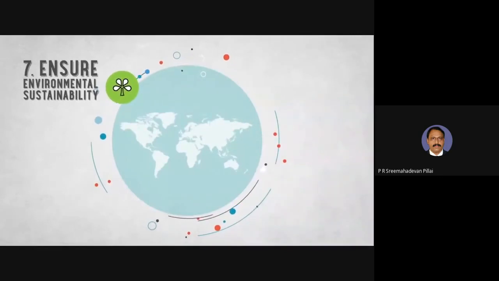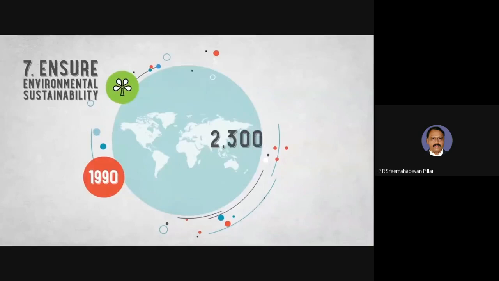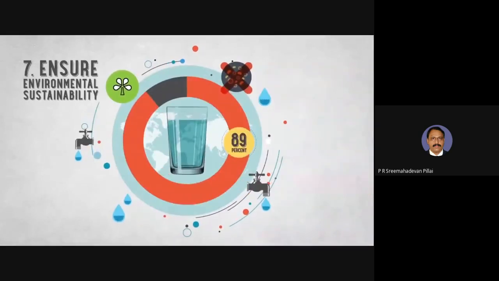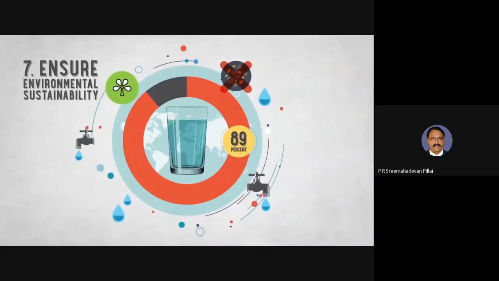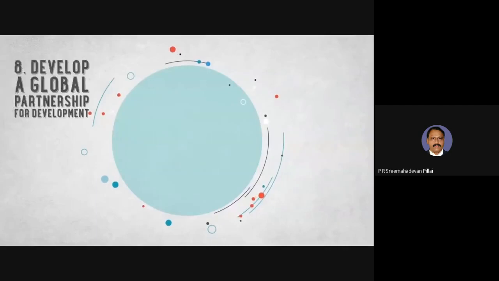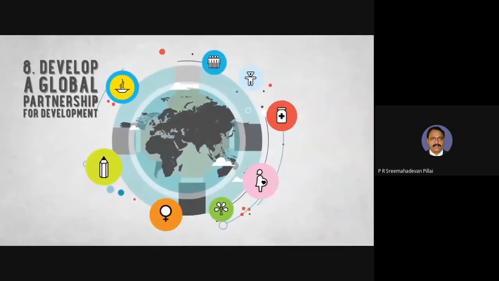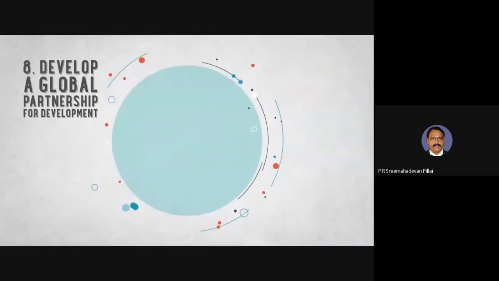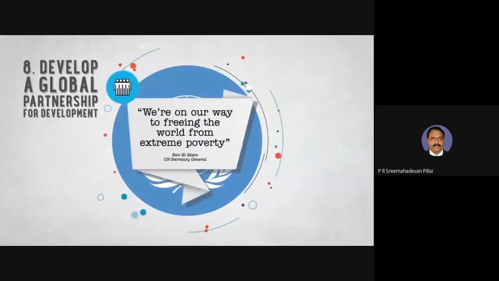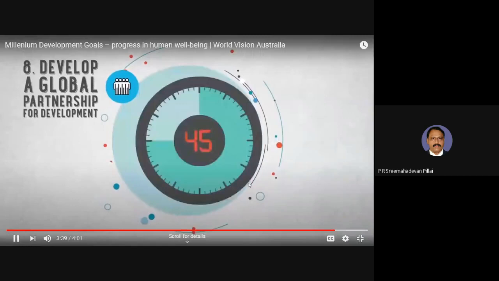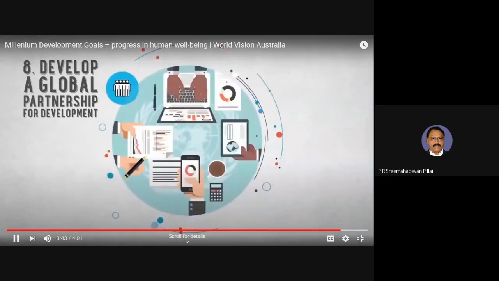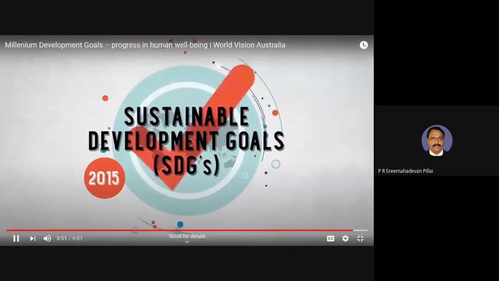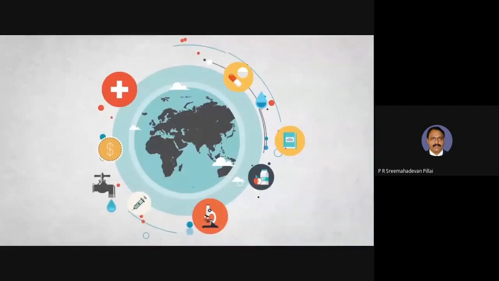Number seven, ensure environmental sustainability. Since 1990, 2.3 billion people who previously didn't have safe drinking water have gained access to clean water. 89% of the world's population now has clean, safe water to drink. Number eight, develop a global partnership for development. While there's more to be done in all these areas, some great progress has been made. Some countries have made better progress than others. Again, there is spatial inequality. As the UN Secretary General Ban Ki-moon said, we're on our way to freeing the world from extreme poverty. So even though time's up on the MDGs, the global community is preparing a new plan to improve human well-being. In 2015, the Sustainable Development Goals, SDGs, will be finalised, and the world will continue to address the symptoms and causes of extreme poverty.